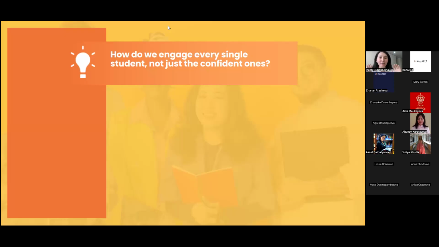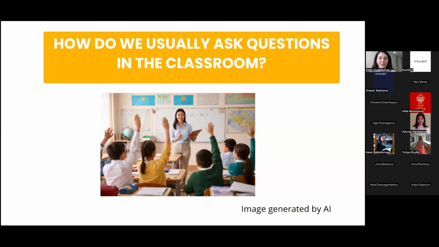So once conditions are in place and students feel safe, protected, and supported, the next question is, how do we engage every single student, not just the confident ones? This is where structured active engagement techniques come in. How do we usually ask questions in the classroom? Active students answer. These are approximately 5-6 students out of 30. The others are doing something else, like scrolling their phones, talking, or even sleeping.